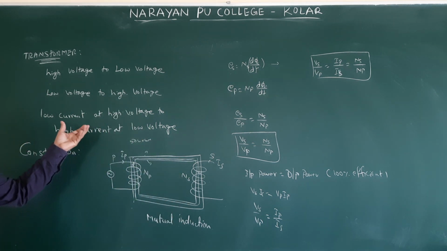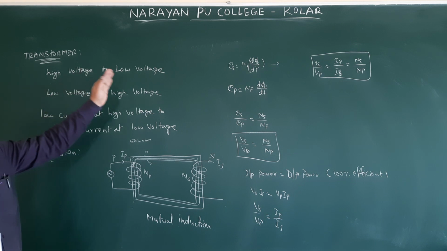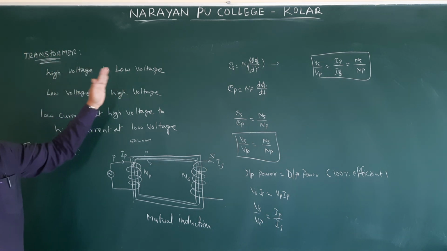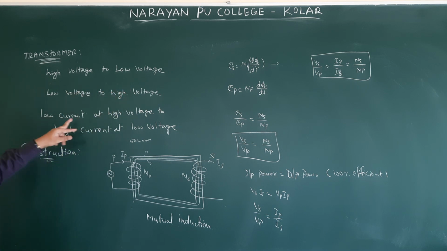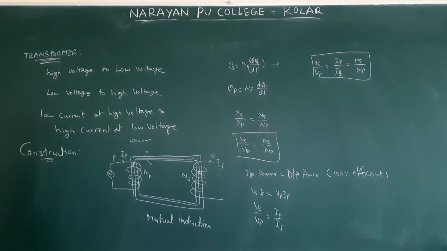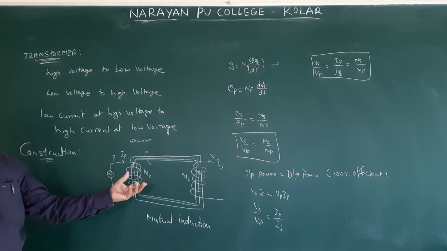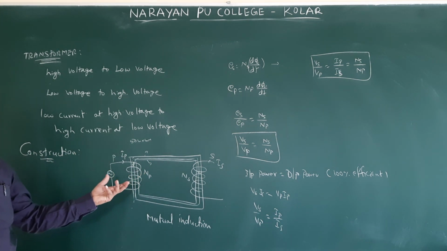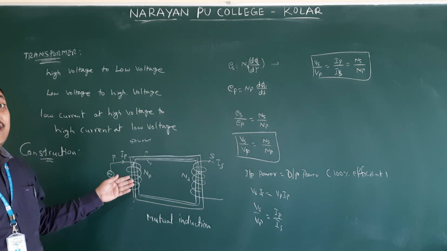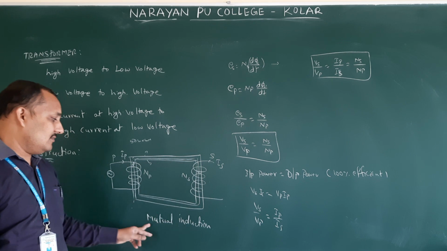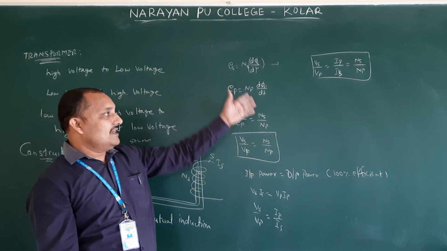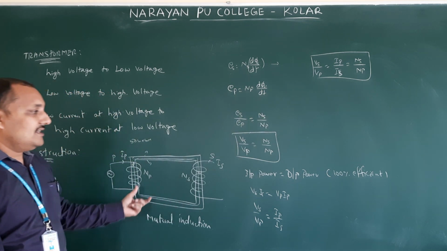Definition: a transformer converts high voltage to low voltage or low voltage to high voltage. If you forget how to write this, simply remember this one. Otherwise, write this: low current at high voltage to high current at low voltage. Construction: on a soft iron core we form two different wires, the primary coil and the secondary coil. On one soft iron core, they will say. What is the principle? Mutual induction is the principle. This is the equation part or theory part of the transformer.